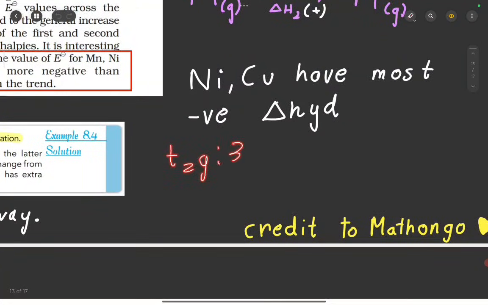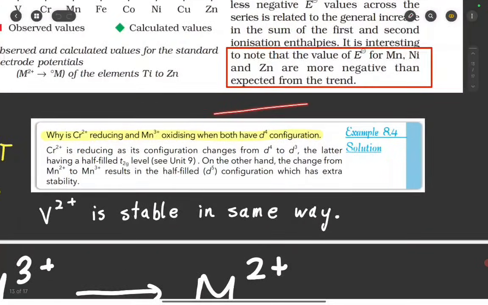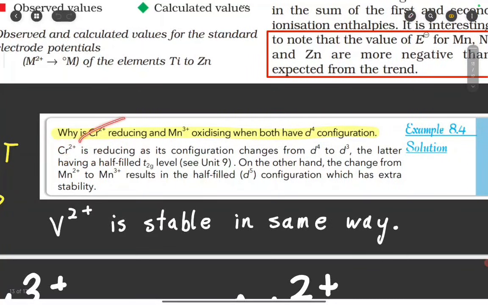t2g has 3 orbitals, and if the 3 orbitals are half filled, that is also going to impart extra stability. And instead of going completely d subshell half filled, it's just preferring to stay half filled in its t2g state. So chromium 2 plus is reducing. Remember this very well. Chromium 2 plus is reducing and it wants to go into Cr3 plus. It wants to get oxidized itself. Configuration changes from d4 to d3, the latter having a half filled t2g level.